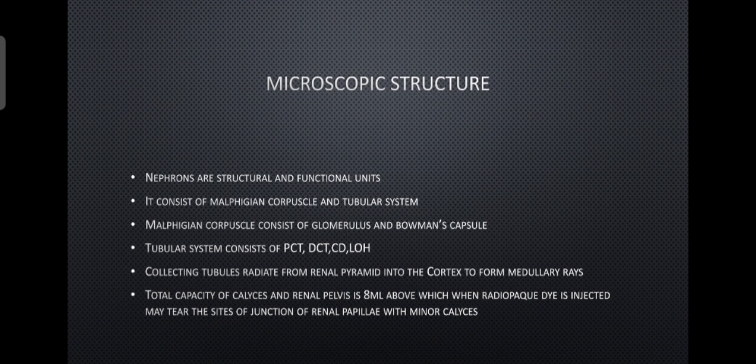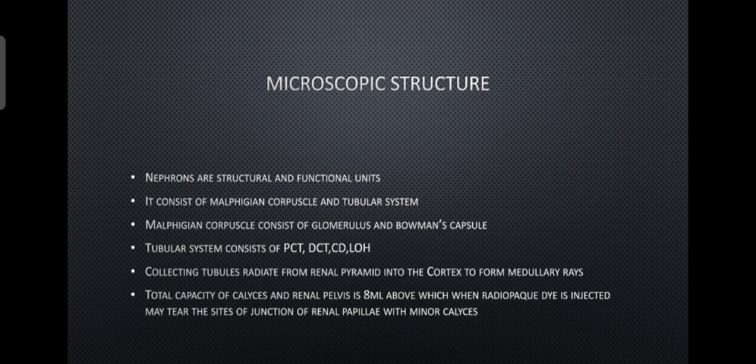Then we move on to the microscopic structure. Usually we all know that the nephrons are the structural and functional units of the kidney. It consists of a Malpighian corpuscle and a tubular system. The Malpighian corpuscle has a lot of blood vessels forming a tuft of capillaries, which is also called the glomerulus. It is present within a cup-like structure that covers the glomerulus widely, like a capsule, hence it is called Bowman's capsule. So the Malpighian corpuscle consists of glomerulus and Bowman's capsule.